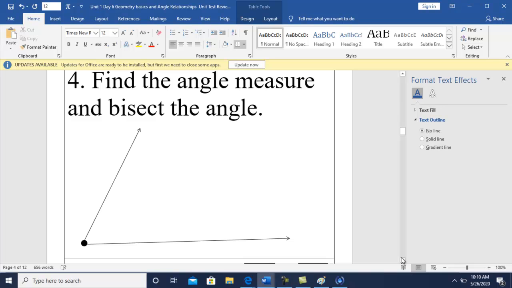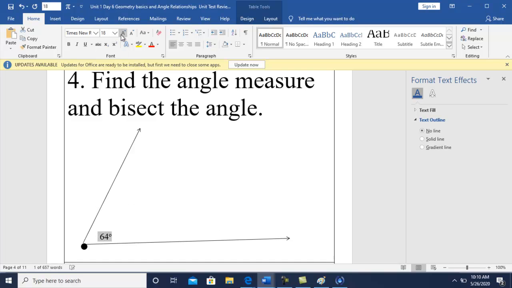Okay, so here we're going to find the angle measure and bisect the angle. So if I take my protractor, I put it like this, make sure it's on 0. It's kind of hard to see here. But we're looking at 64 as the angle measurement. So we're going to put 64 here. Oops, a little too big.